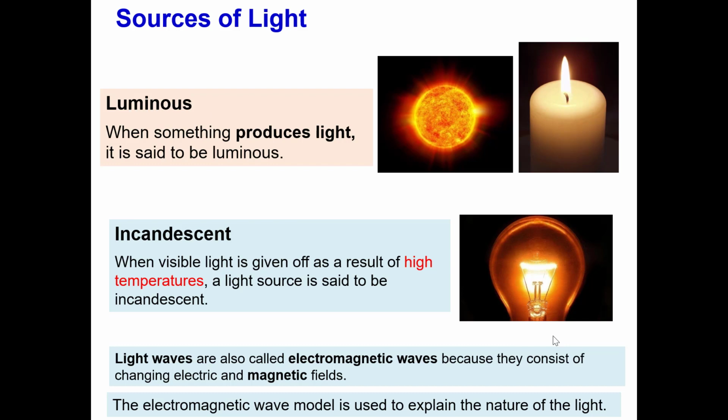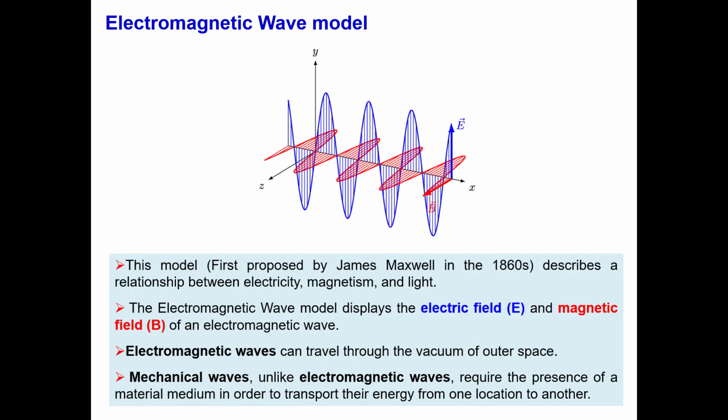Light waves are also called electromagnetic waves because they consist of electric and magnetic fields. The electromagnetic wave is a model that is used to explain the nature of light. Let's see what the electromagnetic model is. This model was proposed by James Maxwell in the 1860s, and it describes a relationship between electricity, magnetism, and light.